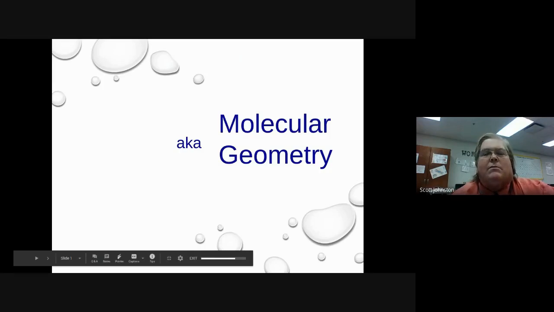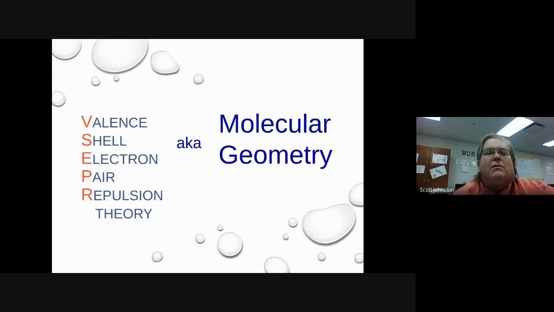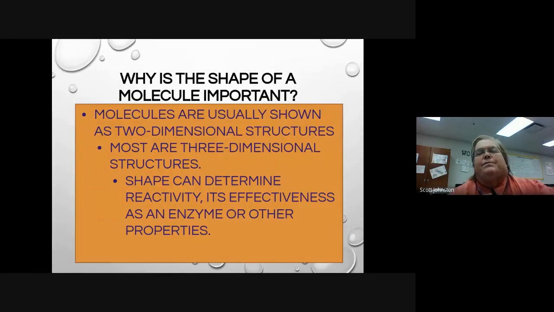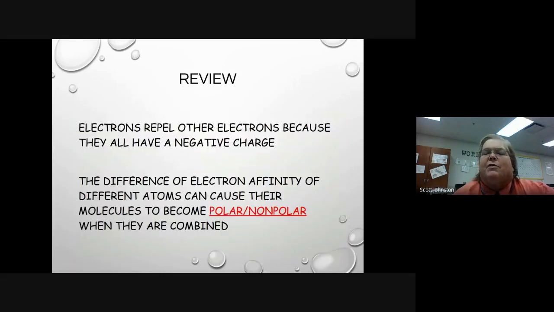Hello, everybody. Let's talk about VSEPR, valence shell electron pair repulsion theory, also known as molecular geometry. The shape of a molecule is important because it helps determine its reactivity. Electrons repel other electrons. They all have a negative charge. Like charges repel, opposite charges attract.